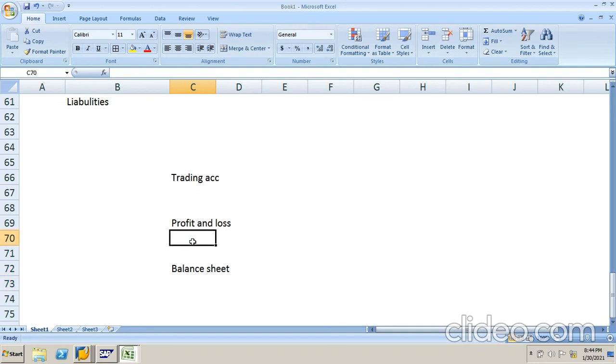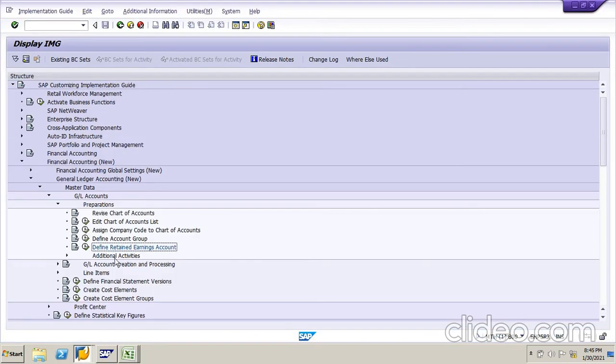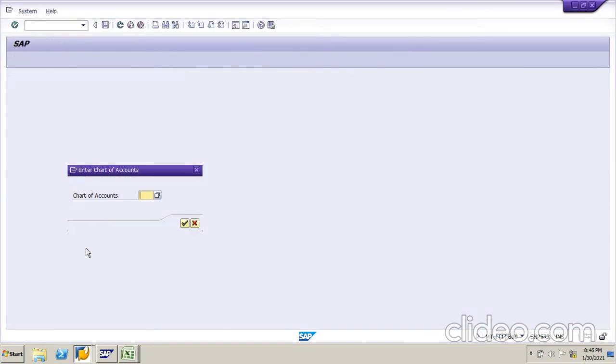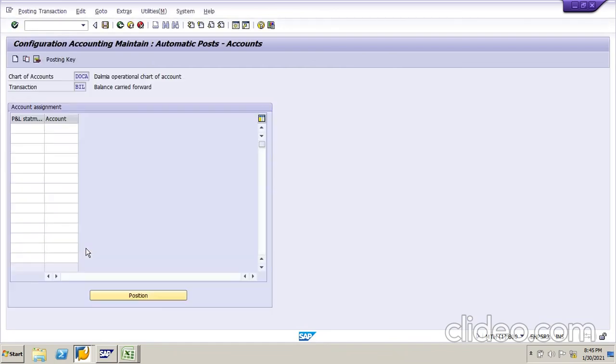That amount will move from profit and loss account to balance sheet. So for this we have to create one account. So define retained earnings account, chart of account. What is your chart of account? DOCA. Enter. See here, P&L statement. So right now just give the default as X. I am giving an X account. So till now we didn't create any accounts.